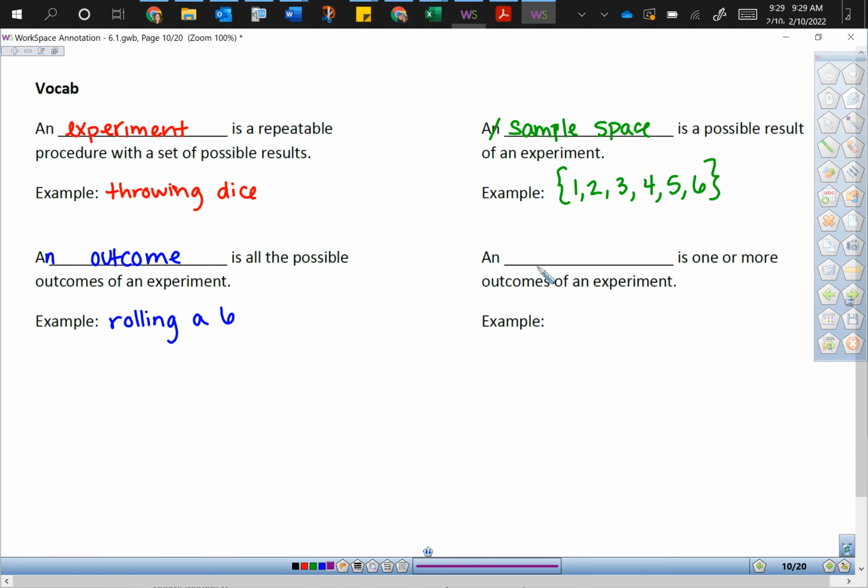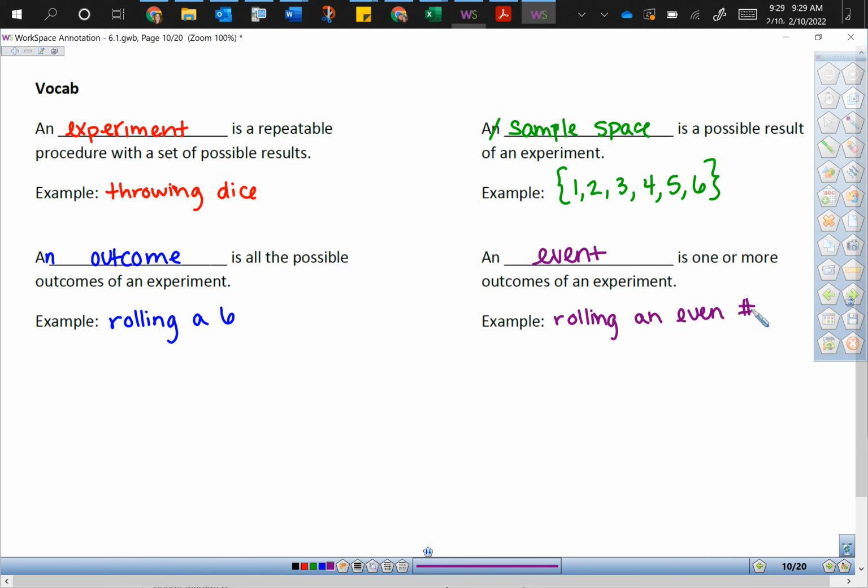And then finally, an event is one or more outcomes of an experiment. So, if I were looking at this example that we've been looking at this whole time, rolling an even number is an event.